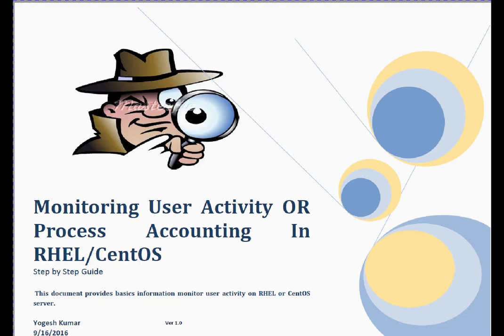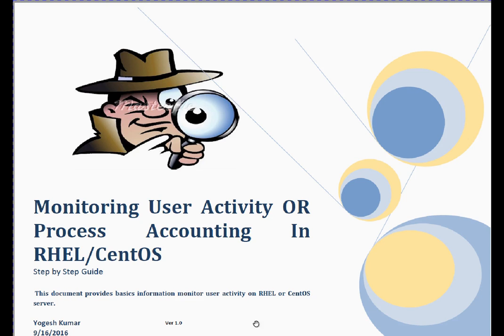My name is Yogesh. In this session, we are going to discuss how we can monitor user activity, or how we can perform process accounting on a system running Red Hat or CentOS. This whole procedure will work whether you are running Red Hat or CentOS version 5, 6, or the latest one, 7. Only two commands are different, which are related to the way we enable the service in that particular OS release.